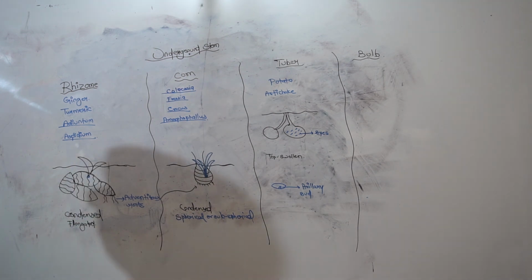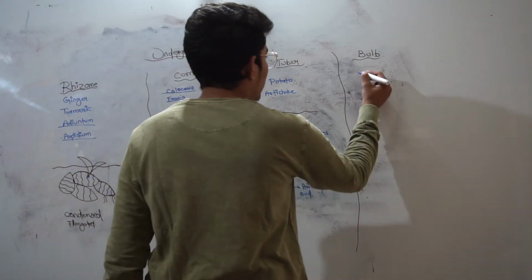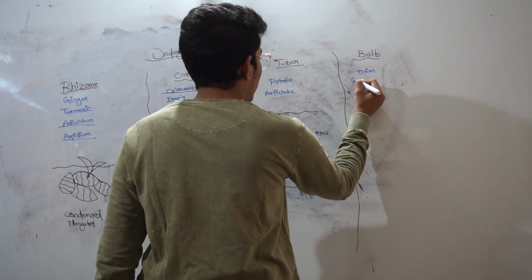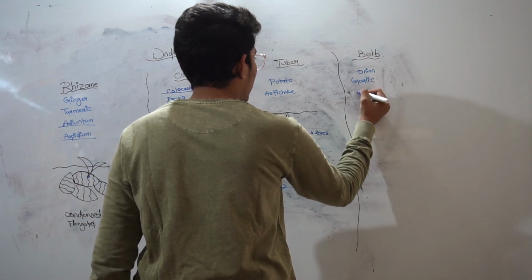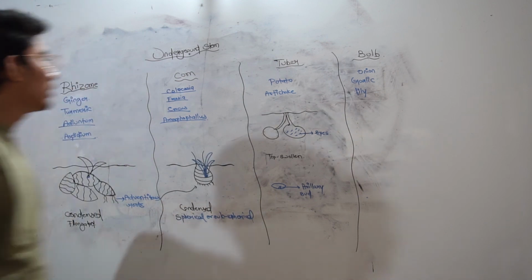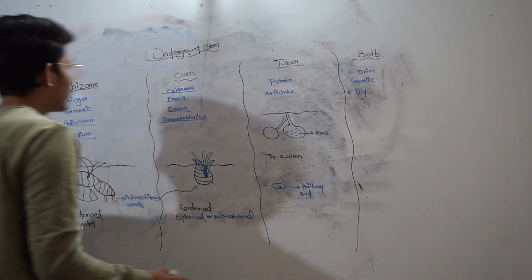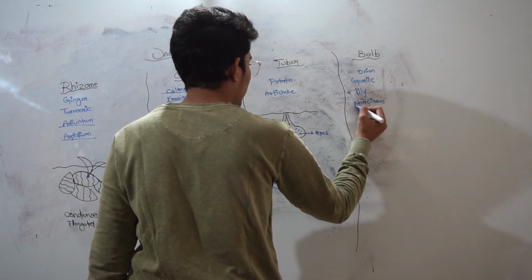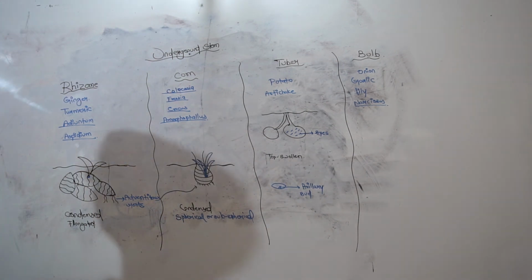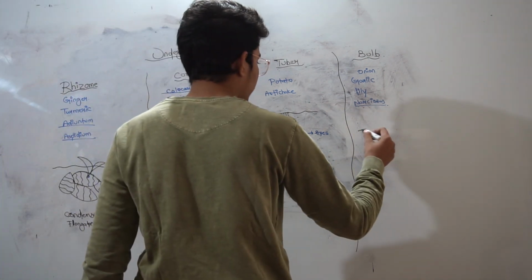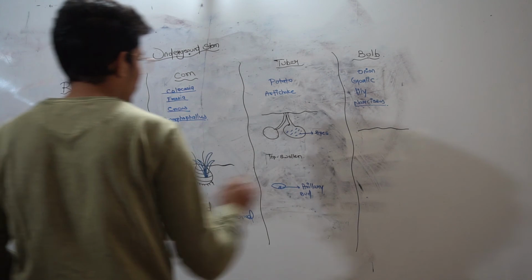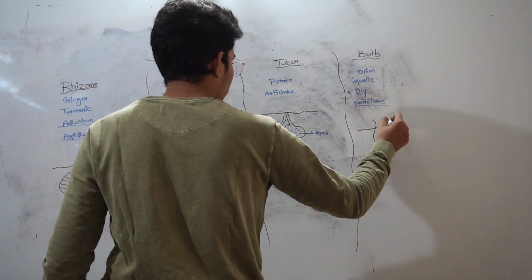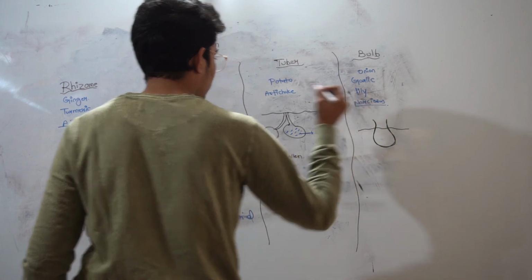Bulb. Now the bulb examples: onion, garlic, lily, and narcissus. These are examples of bulb. And talking about the example, this type of structure is present.